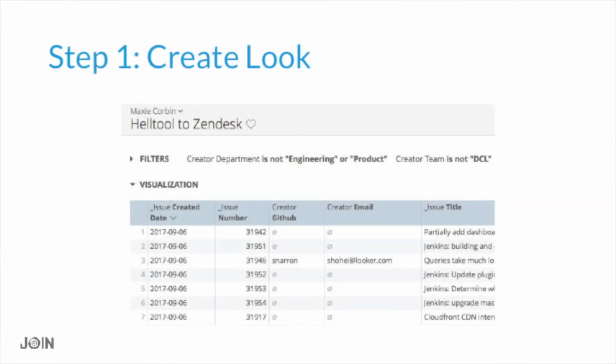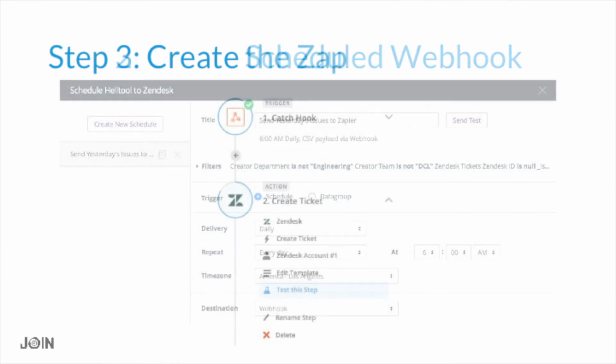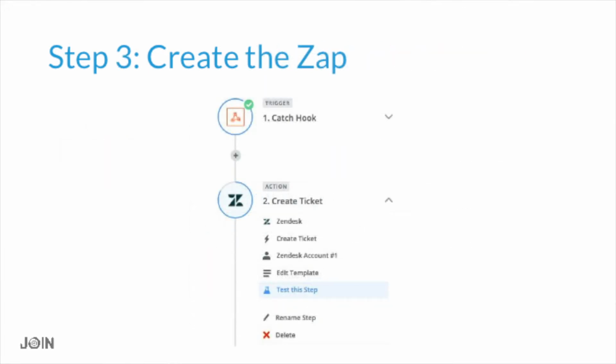So the first step was to create the look that contained the information I wanted. The second step was to write a scheduled webhook. You just select destination as webhook and provide the URL. I left the URL out here, obviously, because we're using this right now. And then I scheduled it every day for 6 a.m. to do the previous day's information. The next step was to create a Zap, which caught the hook and created a Zendesk ticket.